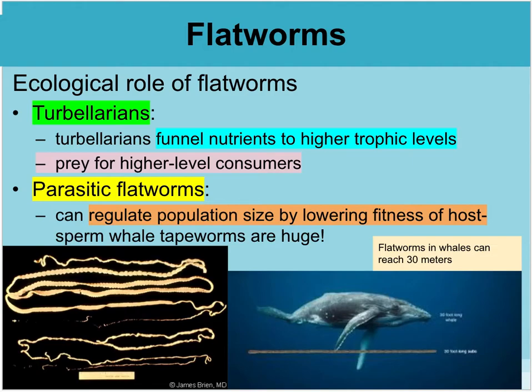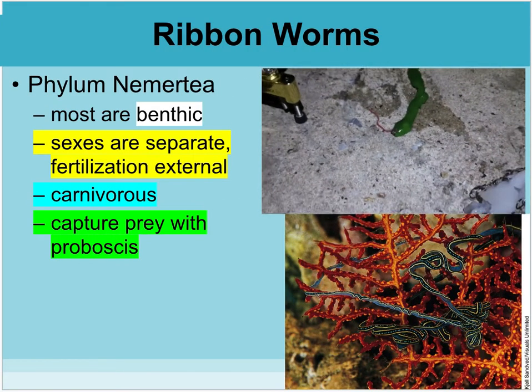Because they're a parasite living in a host, sperm whales, for instance, can have a tapeworm that is 30 meters long. 30 meters long inside of them. And that obviously makes the whale a lot less fit, and it could die because of that. But then its body could be eaten by other things, and so it's cycling nutrients. Still not my favorite way to go.